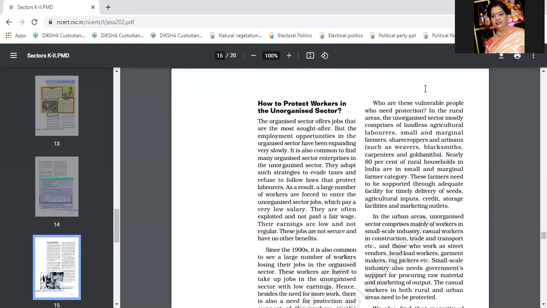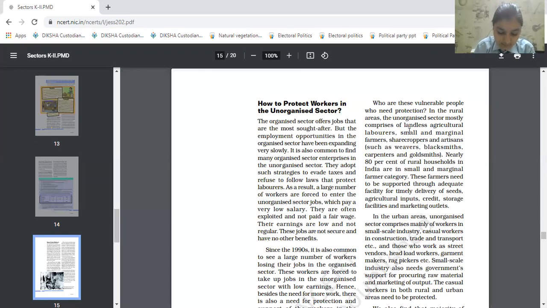So now, yes, Manasvi, you can just read it from this portion about the rural areas. In the unorganized sector, it mostly comprises landless agricultural laborers. In the urban areas, the unorganized sector comprises mainly workers in small-scale industry, casual workers in construction, trade and transport, etc., and those who work as street vendors, head load workers, garment makers, rag pickers, etc.